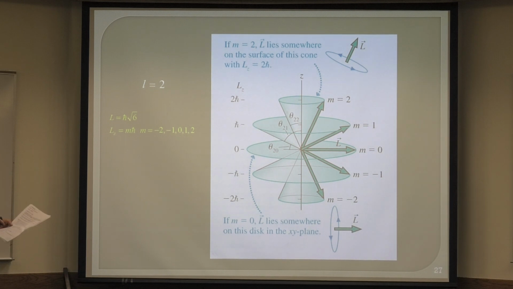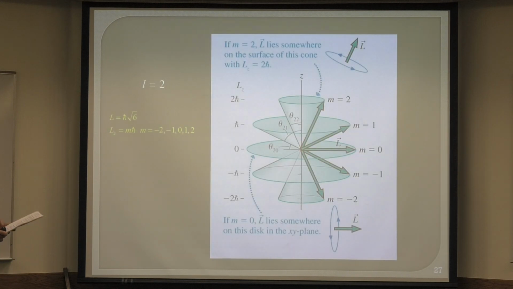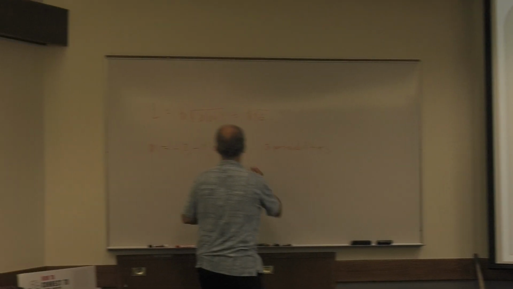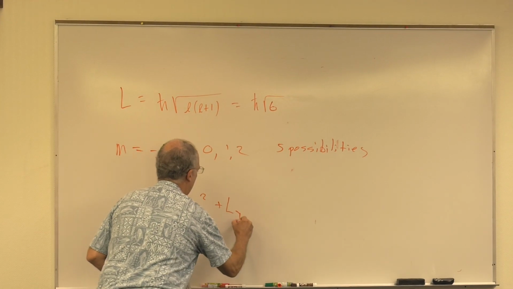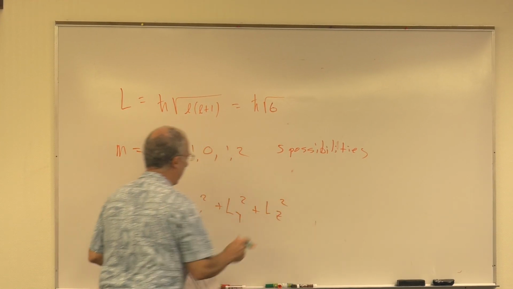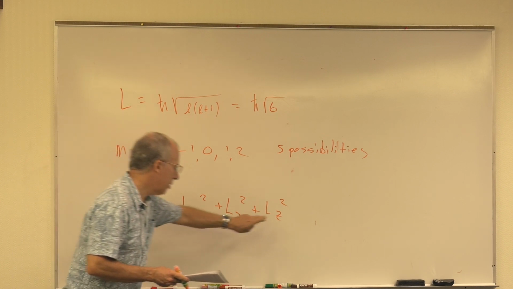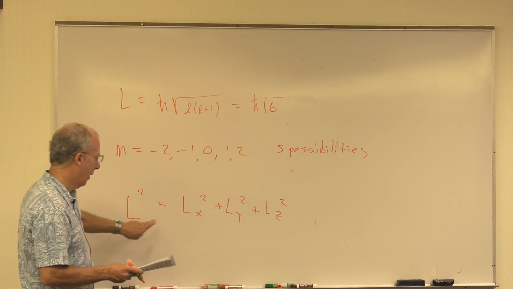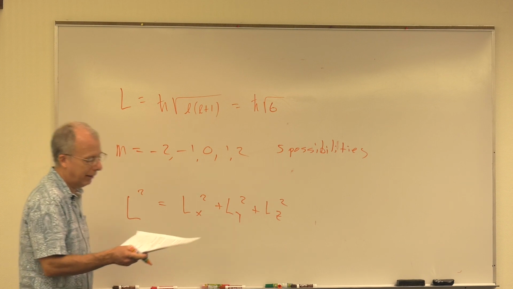Okay, keep going. Oh, not yet. Oh, yeah. And one other thing. So this is the magnitude, right? And so basically what we have is L squared equals Lx squared plus Ly squared plus Lz squared, right? So this is quantized, this is quantized. So these two can be anything as long as this equation is held, right? As long as that equation is true.